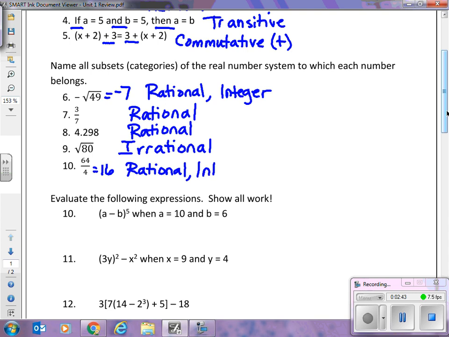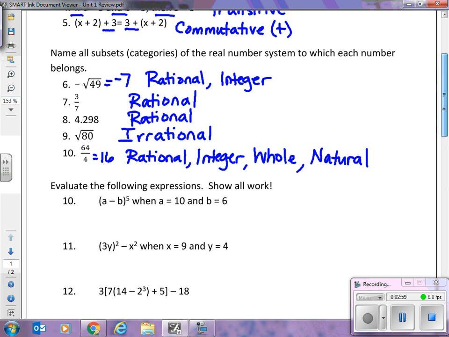It is an integer because it's on the number line. It is a whole number because it's above 0. And it's natural because it's above 1. So that one belonged to everywhere. You can include real in all of your answers, but you don't need to at this point. If you just give me those categories, you're in good shape.